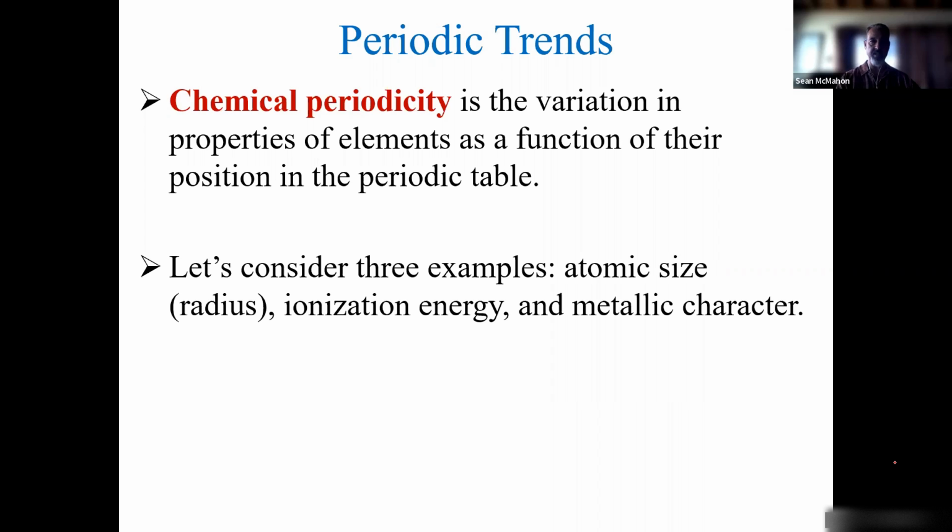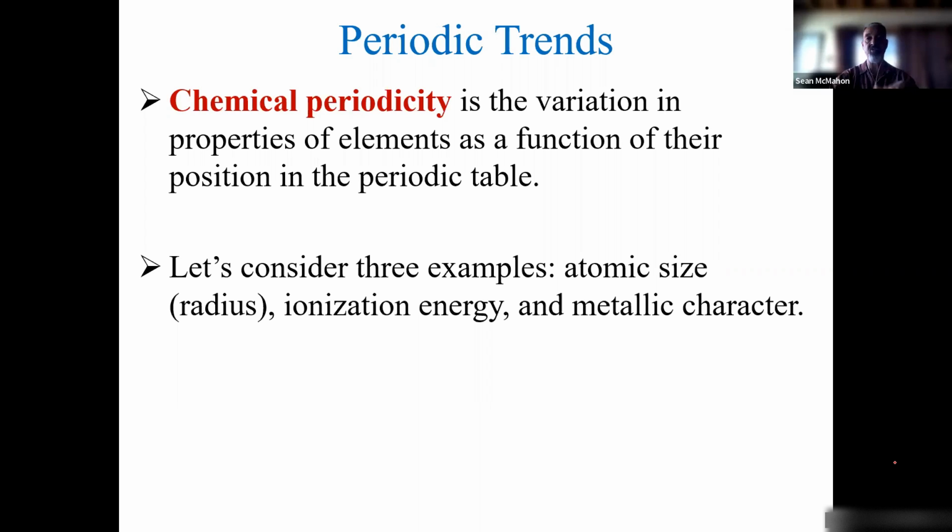So let's consider 3 trends: atomic size, which usually has to do with the radius, like from, you can think of the nucleus to the outermost energy level, which I talked about as the outer shell of electrons, or the period. Ionization energy, which is basically the amount of energy required to remove an electron, and metallic character.